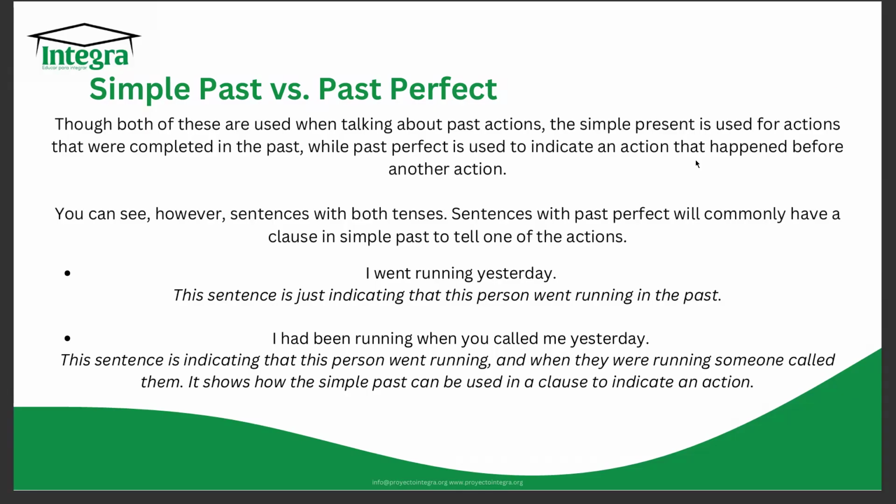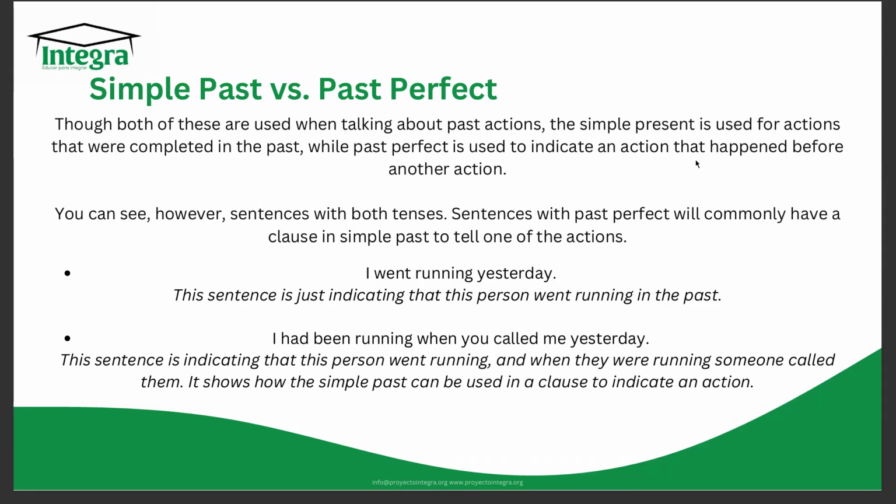Now, another tense that's very similar and that can be very commonly confused is the simple past. So, what is the difference between simple past and past perfect? Again, both of these are used for the past, of course, but simple past is used for actions that are completed in the past, things that happened in the past that began and ended. As the word says, just very simple. Anything that happened in the past, simple past.